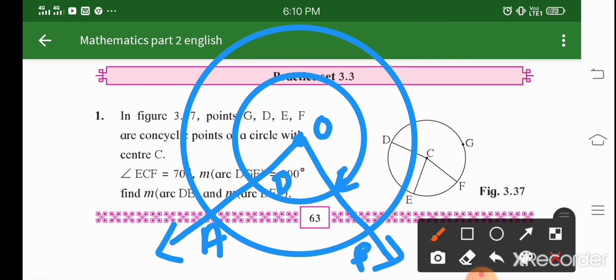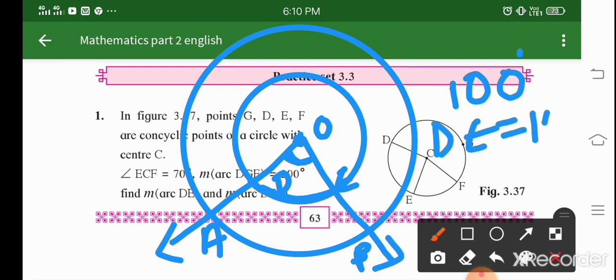Let's suppose this central angle is given as 100. The measurement of this central angle is 100. Similarly, this is an arc, so DE will also be 100 only, right? Now can you see this?